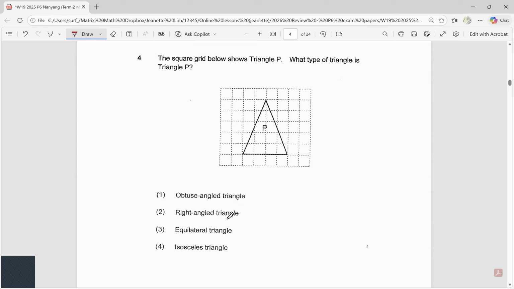Right angled triangle, none of the angles are right angles. In a right angled triangle, you need to have 1 right angle. So that's out also. Equilateral means all sides are the same. But we do not have 3 equal sides. Only 2 equal sides. So a triangle with 2 equal sides will be called isosceles. So answer is 4.